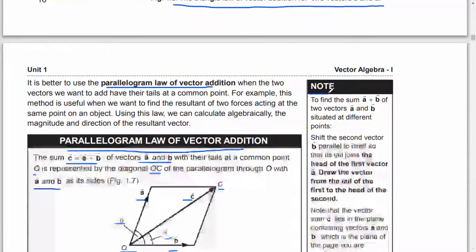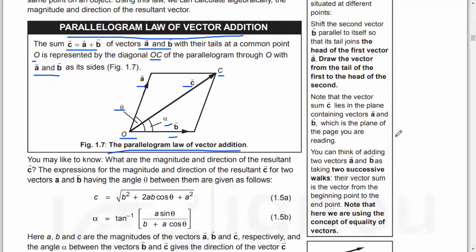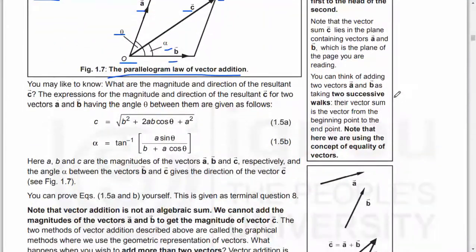Note: to find the sum A plus B of two vectors A and B situated at different points, shift the second vector B parallel to itself so that its tail joins the head of the first vector A. Draw the vector from the tail of the first to the head of the second. Note that the vector sum C vector lies in the plane containing vectors A and B, which is the plane of the page you are reading. You can think of adding two vectors, A and B, as taking two successive walks. Their vector sum is the vector from the beginning point to the end point. Note that here we are using the concept of equality of vectors.